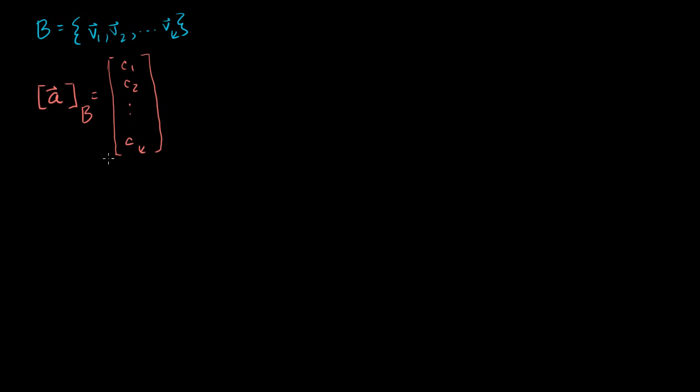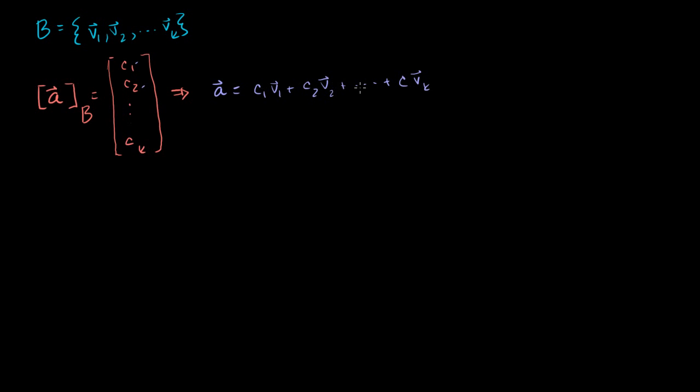And all this means, by our definition of coordinates with respect to a basis, is that I can represent my vector A as a linear combination of these guys, where these coordinates are the weights. So A would be equal to c1 times v1 plus c2 times v2, keep adding them up, all the way to ck times vk.